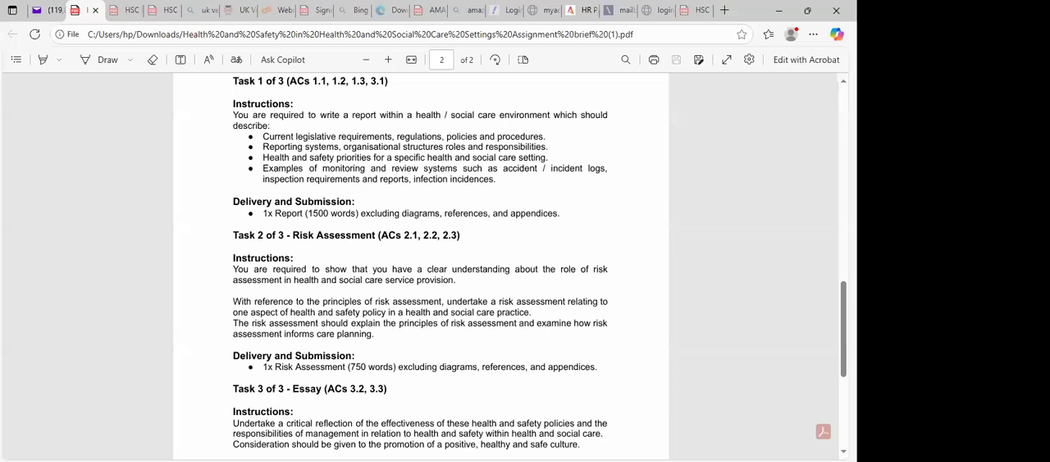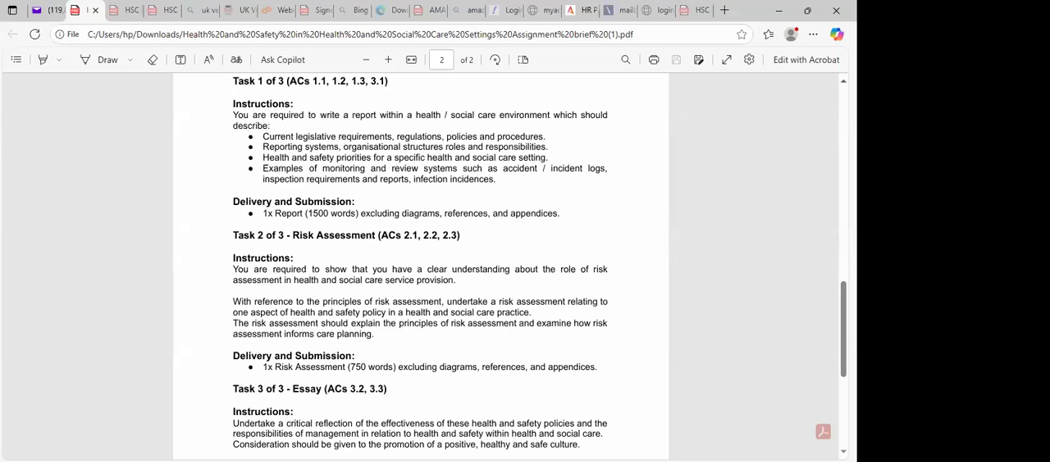Good. So if you look at it, you are meant to have a 1,500 words submission in a report. It should include diagrams, references, and appendix. You know the type of reference, Harvard reference, don't you? Yes. Did it include any diagrams? No, I didn't include any diagrams at all. Just the reference.